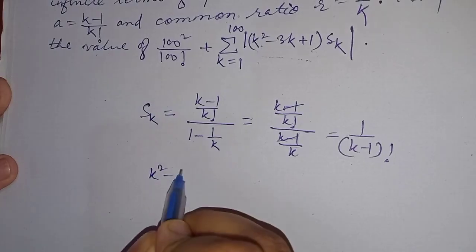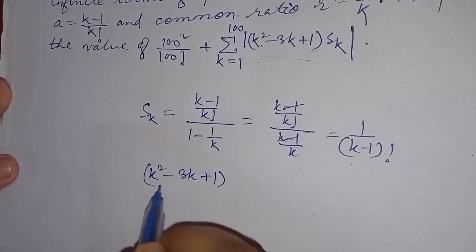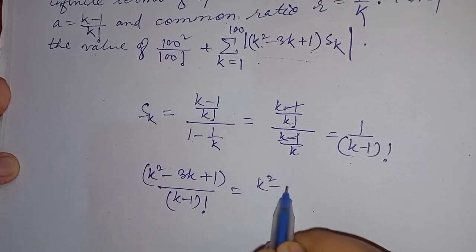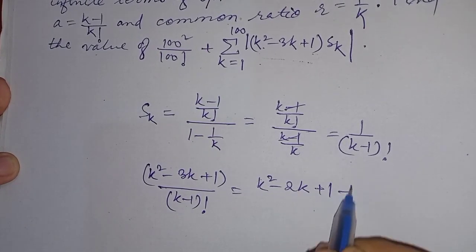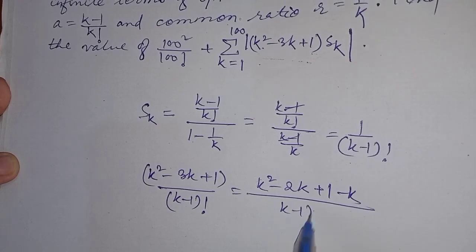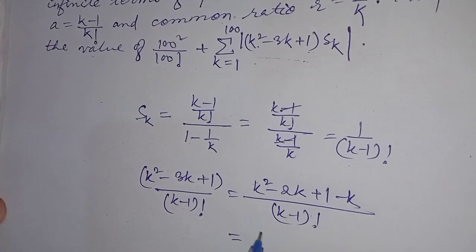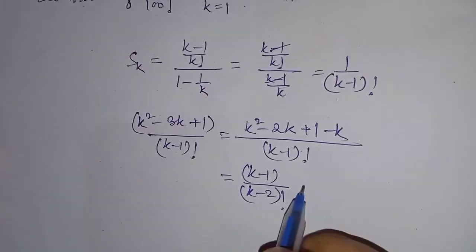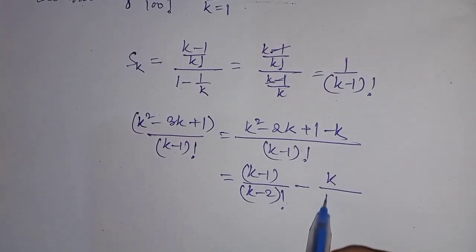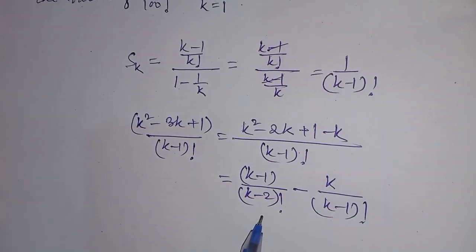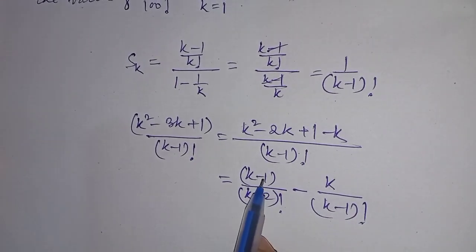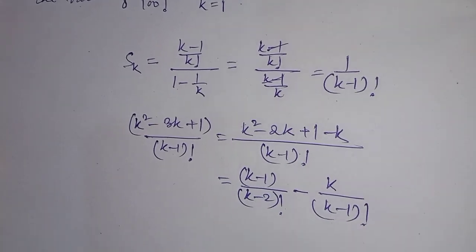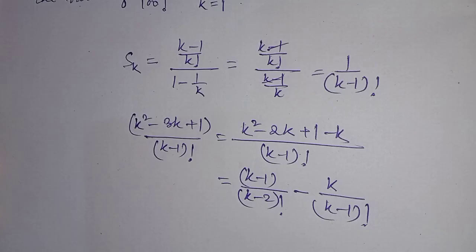So simplifying that, x square minus 3k plus 1 by (k minus 1) factorial. I can write it as x square minus 2k plus 1 minus k by (k minus 1) factorial. Now simplifying this, I will get (k minus 1) by (k minus 2) factorial minus k by (k minus 1) factorial. See, this is V(n minus 1). If I put k plus 1 here, this comes and this comes. So this is exactly what we wanted, and we are getting the telescoping sum.